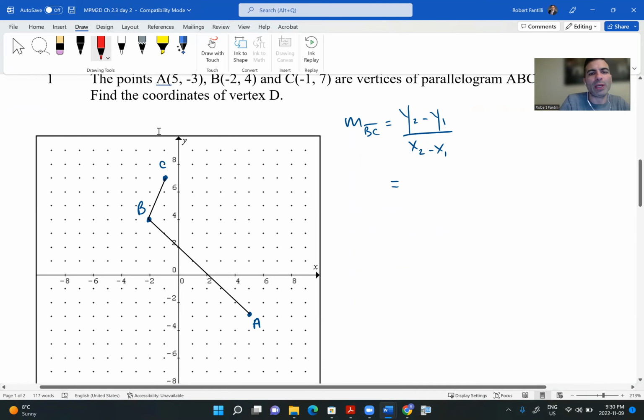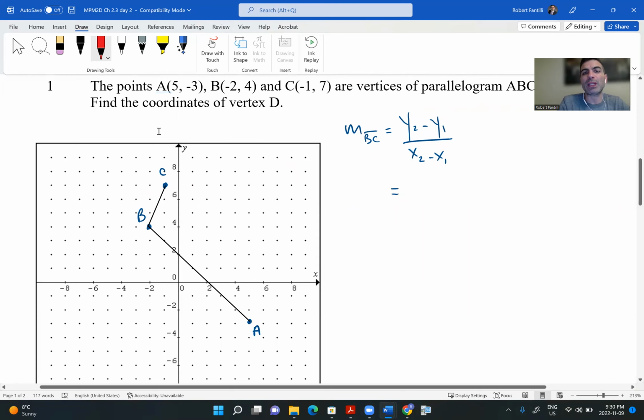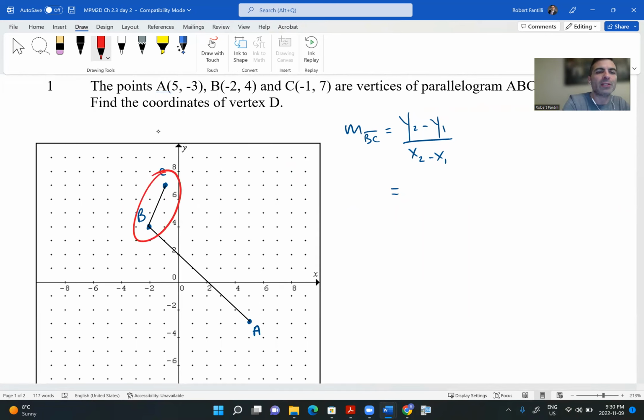There are multiple ways of approaching this, but one that I thought would be pretty easy would be, let me find the slope of BC, because in a parallelogram, those sides run the same direction because they're parallel. So if I know the slope of BC, that's going to have to be the same slope as AD. And so let me find that first.